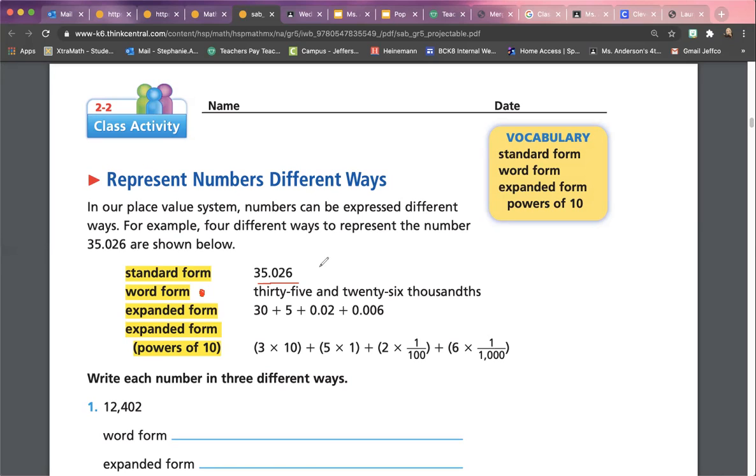That's exactly how you'd write it out in word form. Again, they mean the same thing, only standard form is working with numbers and word form is working with words, just like it says. Expanded form. Continuing on, this is where we break everything into the place value.